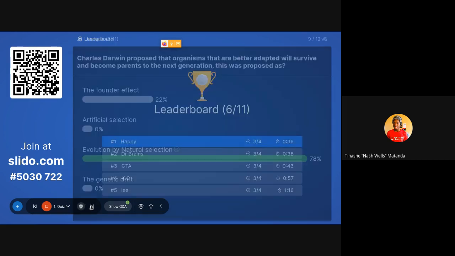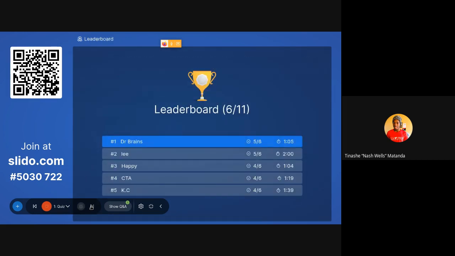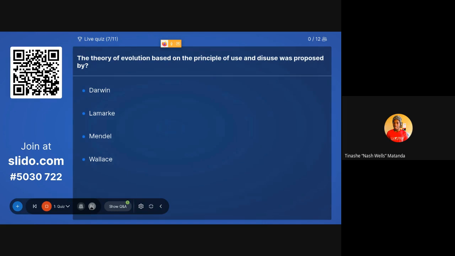And then next, the leaderboard, we now have Dr. Brains on top, followed by Lee. Happy is now kicked down to 3rd place, then CTA, and then we have Casey on number 5. And then up next, the theory of evolution based on the principle of use and disuse was proposed by Darwin, Lamarck, Mendel, or Wallace. Which one is it?